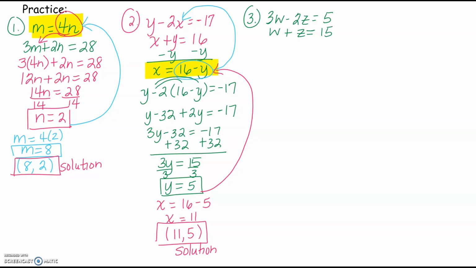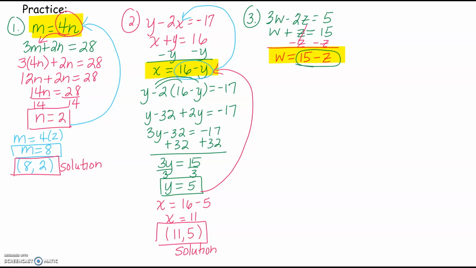Neither one is solved in terms of a variable by itself, but I'm going to go for my second equation, the w plus z equals 15. That'll be easiest because my coefficients are 1. I'm going to subtract z, and I'm going to get w equals 15 minus z. That's good. I highlight that.